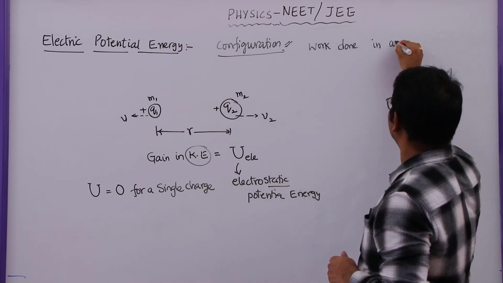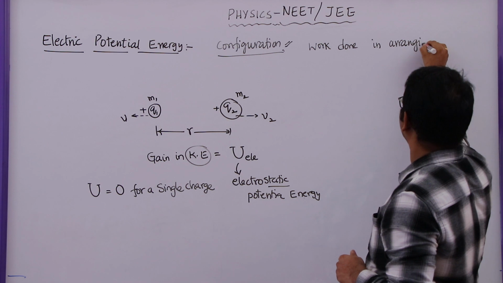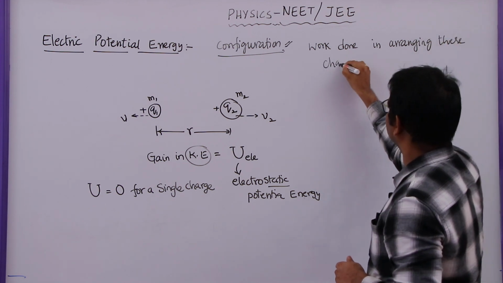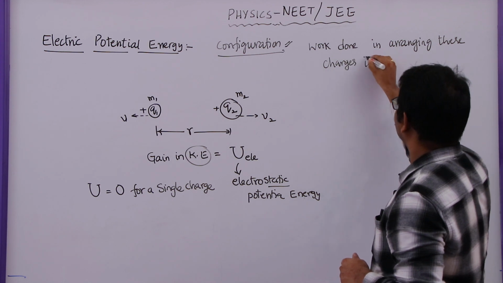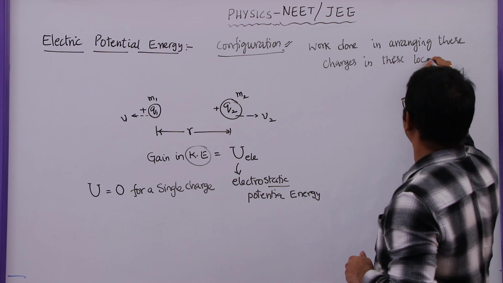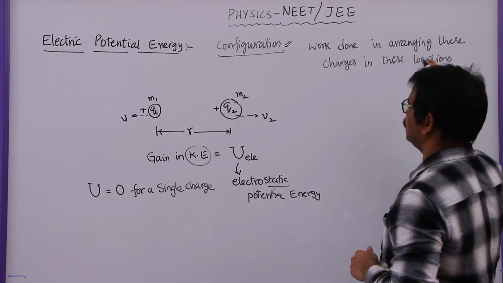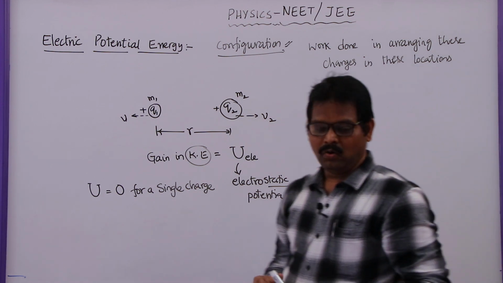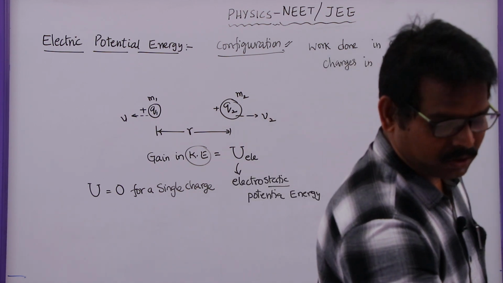in arranging these charges in these locations is called electric potential energy. So how to derive the expression for electric potential energy?